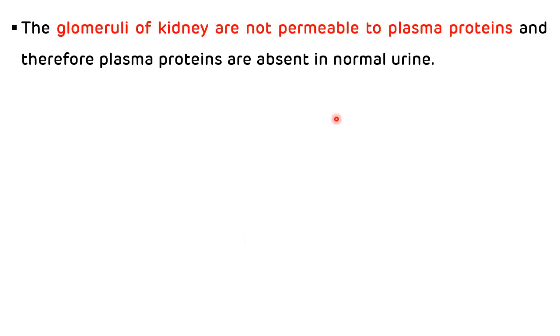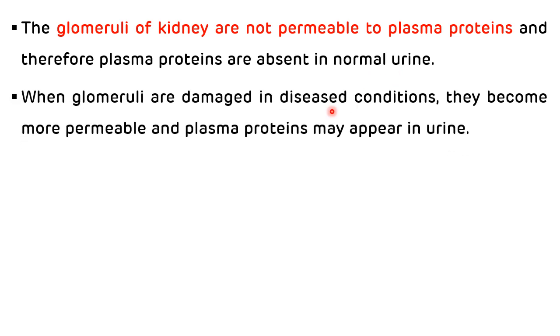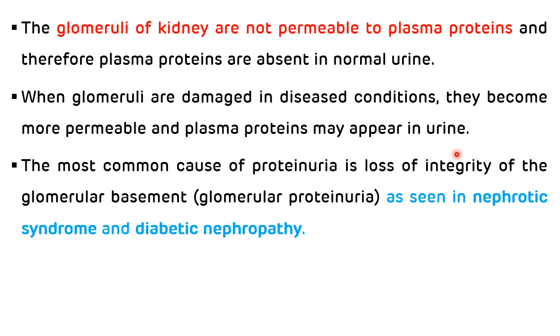The glomeruli of the kidney are not permeable to plasma proteins and therefore plasma proteins are absent in normal urine. When glomeruli are damaged in diseased conditions, they become more permeable and plasma proteins may appear in the urine. The most common cause of proteinuria is loss of integrity of the glomerular basement membrane, which is seen in nephrotic syndrome and diabetic nephropathy.